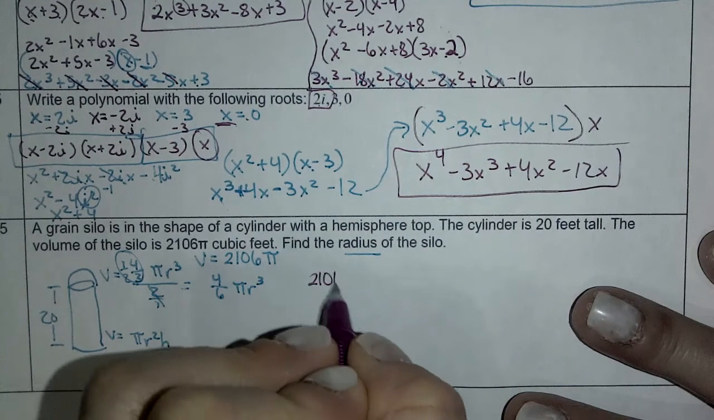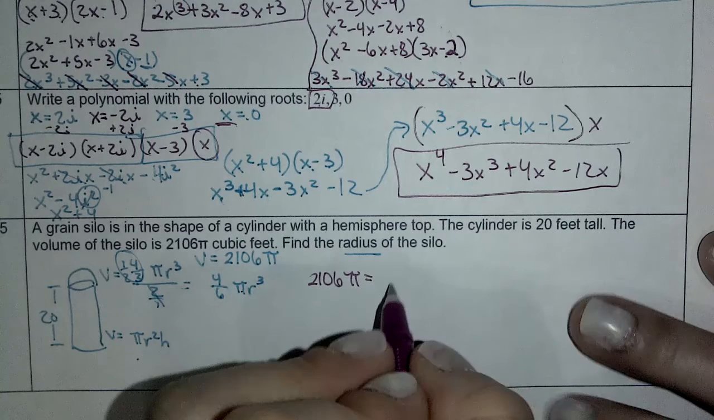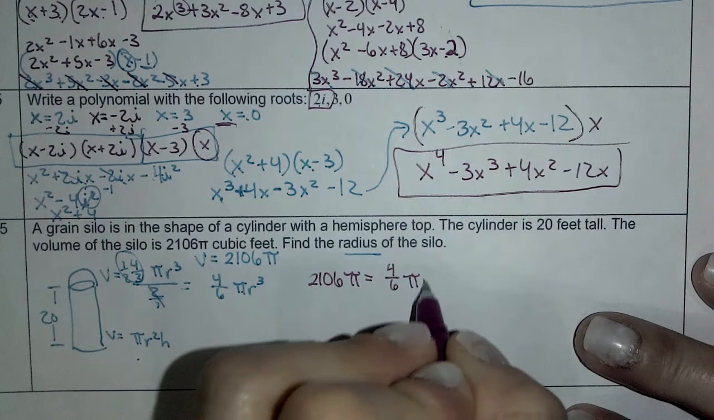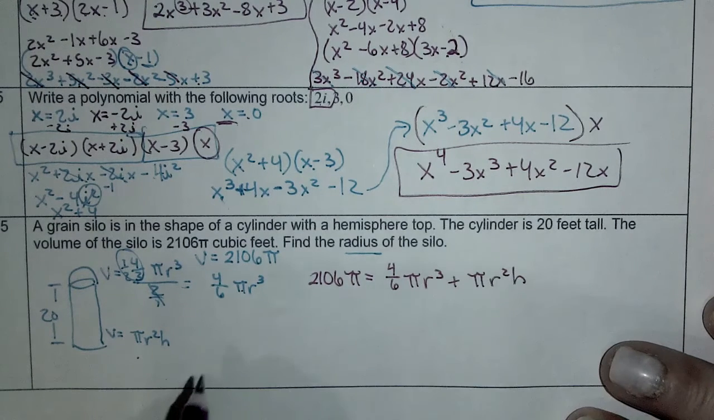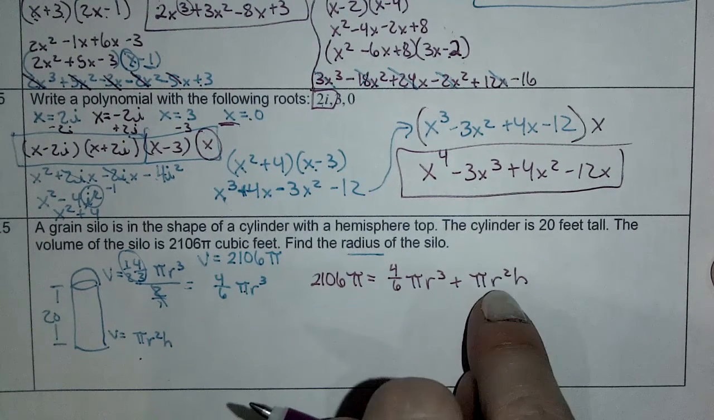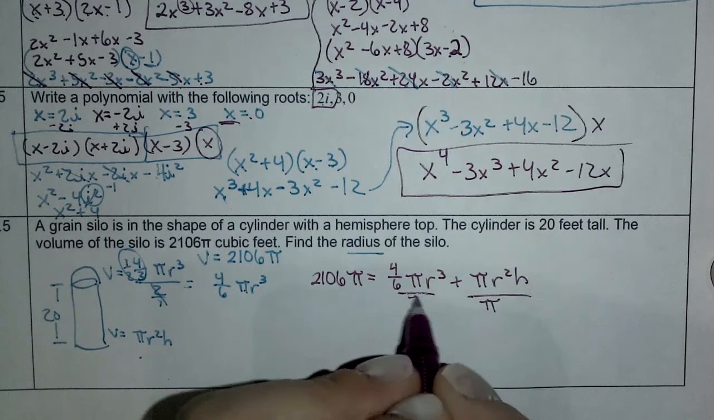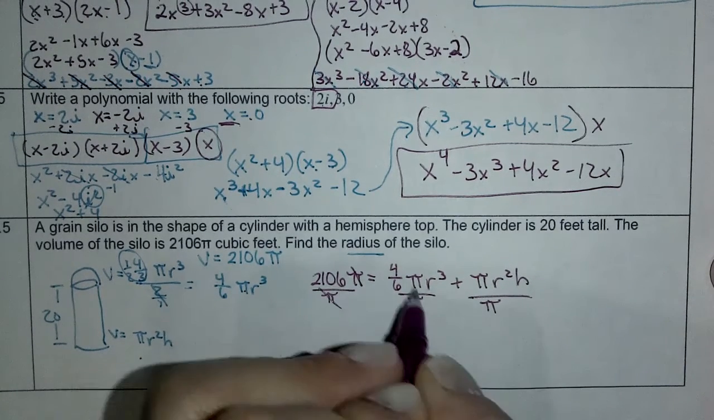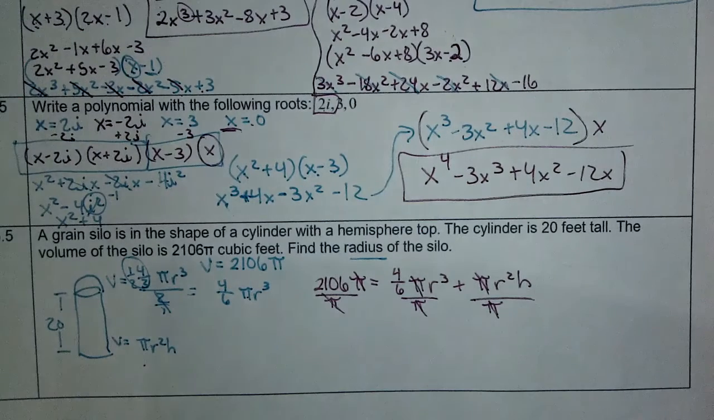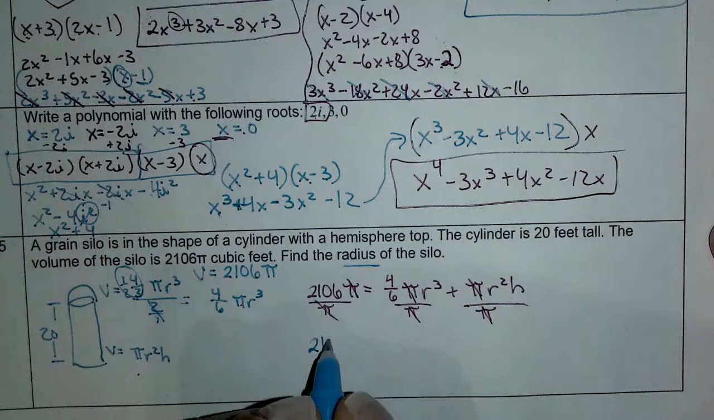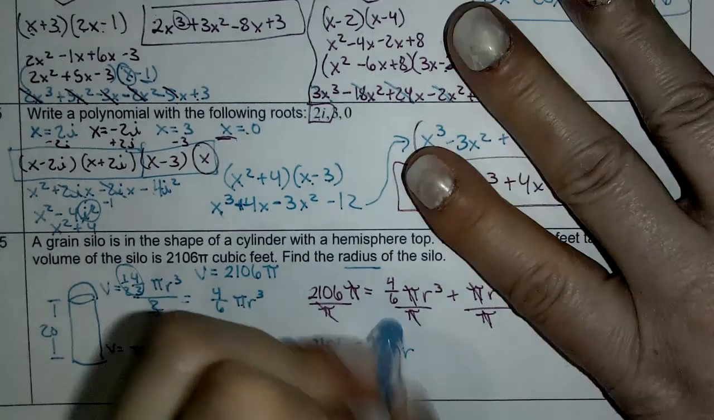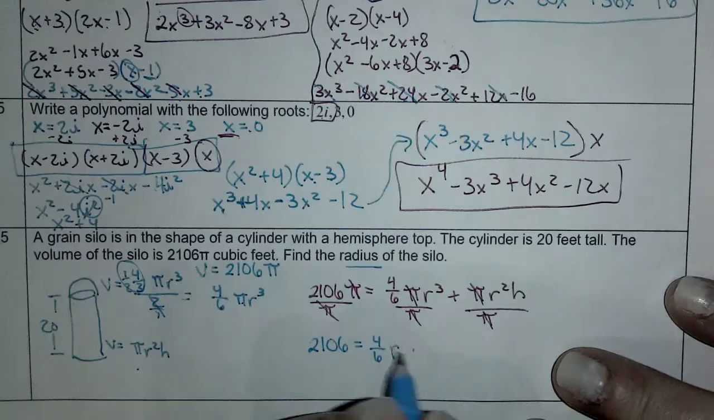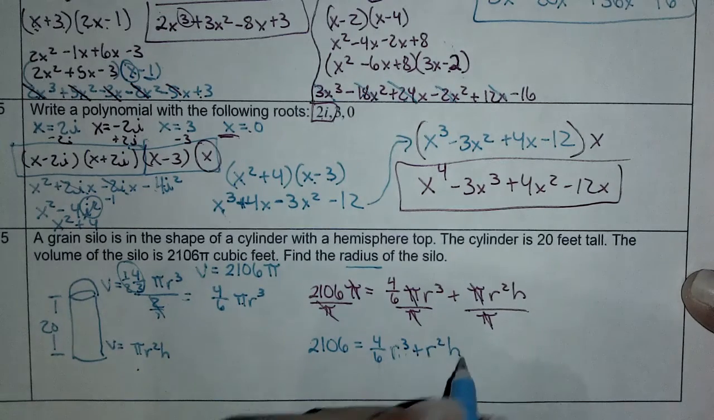We know our total volume equals these two volumes added together. So 4/6 pi r cubed plus pi r squared height. The very first thing I notice here is that there is a pi in every single one of these. So if I divide every single term by pi, it gets rid of those pi's, which we can't have as part of our radius anyways. So now I'm at 2106 equals 4/6 r cubed plus r squared times height. I got rid of the pi's, remember?